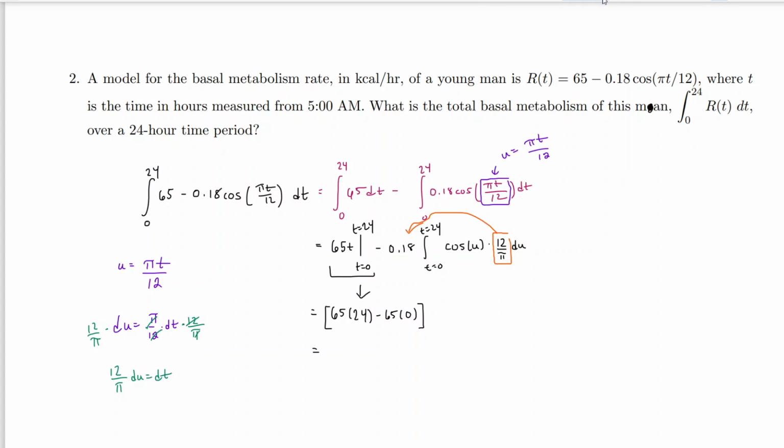And then the second part, go ahead and highlight this part in green. We have minus 0.18, factor out the 12 over pi, and then we integrate from either the t values or you can plug in the u values. I know most students prefer just plugging back in what u is at the end and then using the t bounds. So I'm going to do that. Well, what do we have left inside to integrate? We only have cosine of u du.